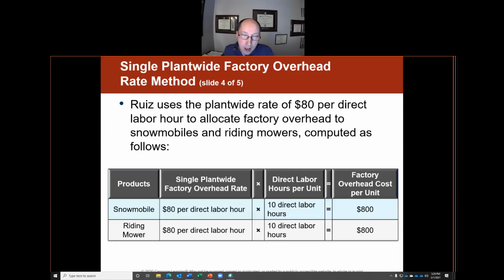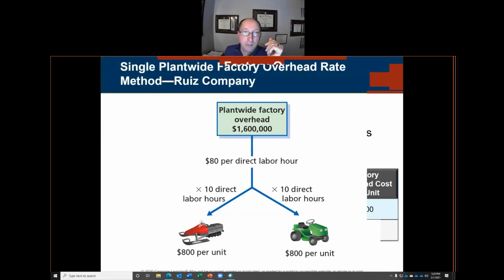So $800 per unit of factory overhead. Remember, direct labor, direct materials, and factory overhead are the three primary costs to create a single unit. We already know what our overhead is now. It's $800. The next thing we would do is take our direct materials and our direct labor costs, and add those three together to get the total cost.